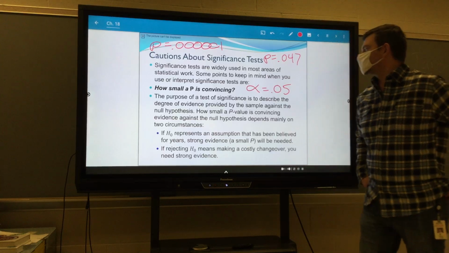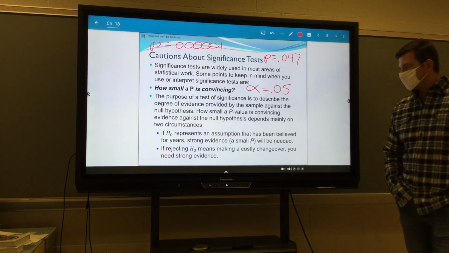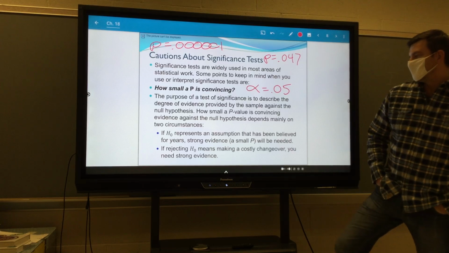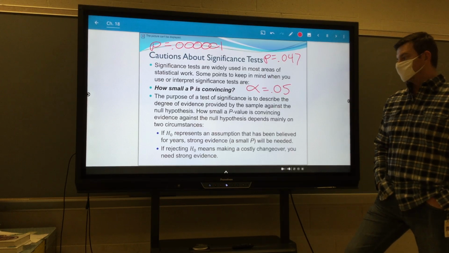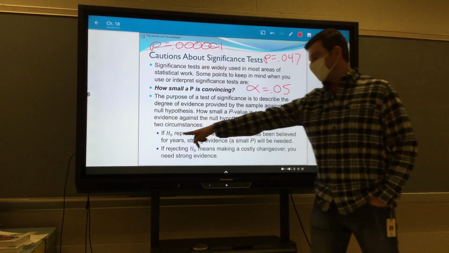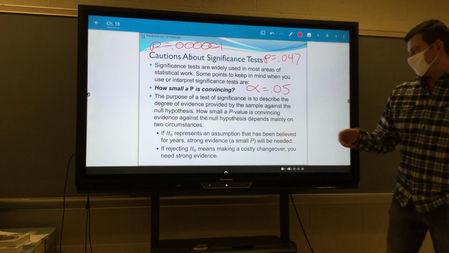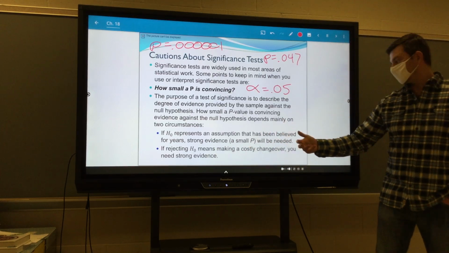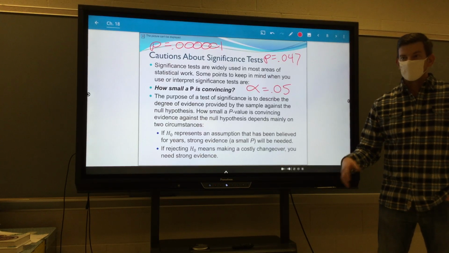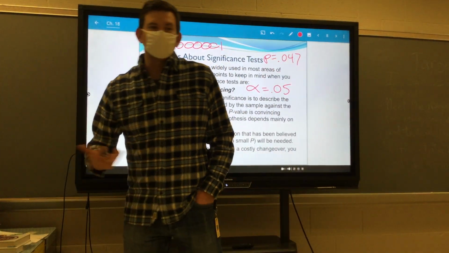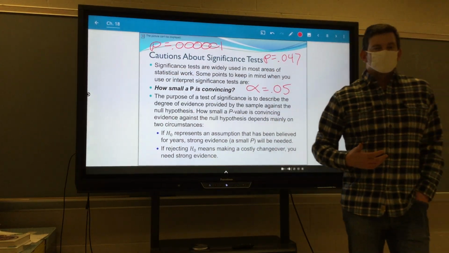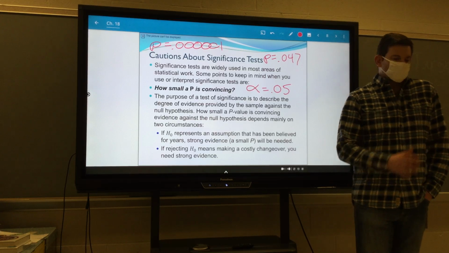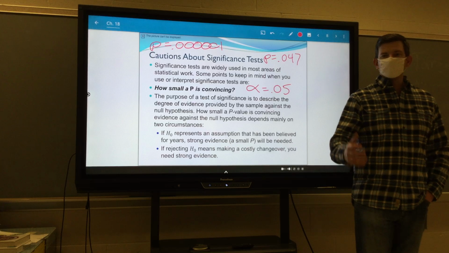It says here, the purpose of a test of significance is to describe the degree of evidence provided by the sample against the null hypothesis. How small a p-value is convincing evidence against the null hypothesis depends mainly on two circumstances. If that null hypothesis represents an assumption that has been believed for years, strong evidence, which is a small p-value, will be needed. We know that us as human beings, we get stuck in our ways. Something might be obviously false, but it's long believed to be true, so we still believe it.